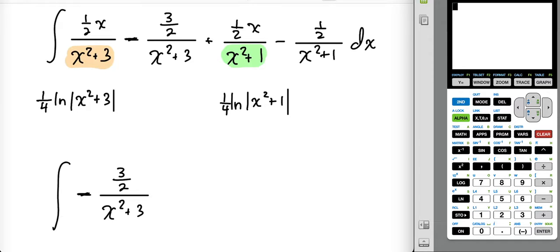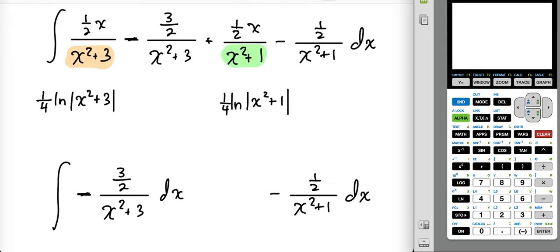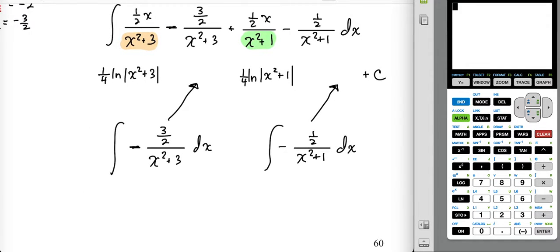So we need the antiderivative of this, and we need the antiderivative of this to fill in the remaining pieces. So this would fill in this piece, and this would fill in this piece, and then we'd have our plus c on at the end, and then we go on our merry way. All right, so it's just a question of what it's going to take to get this done.